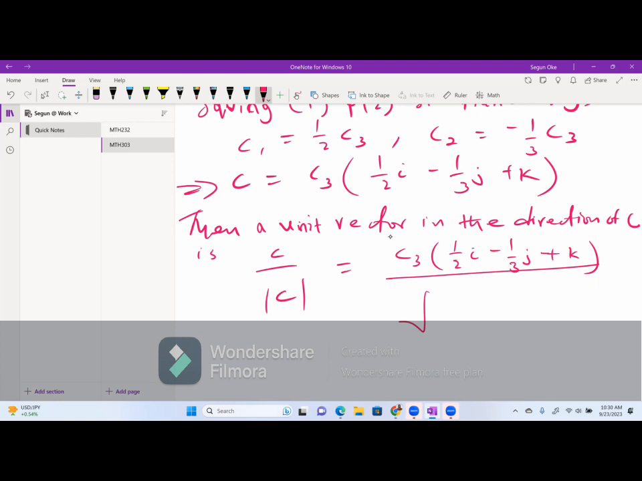divided by the square root of, remember you have to square each of them, including C3 squared. Let's square what is inside. We have it to be what? 1 over 2 squared plus negative 1 over 3 squared plus 1 squared.